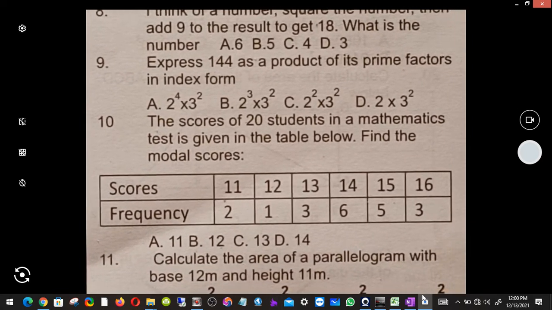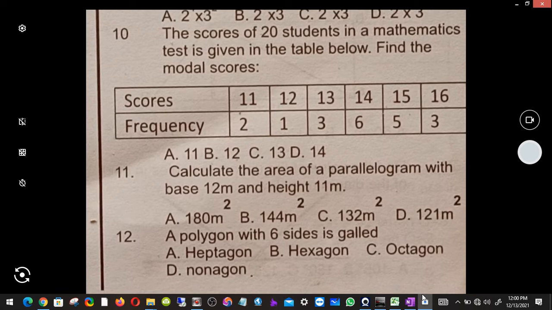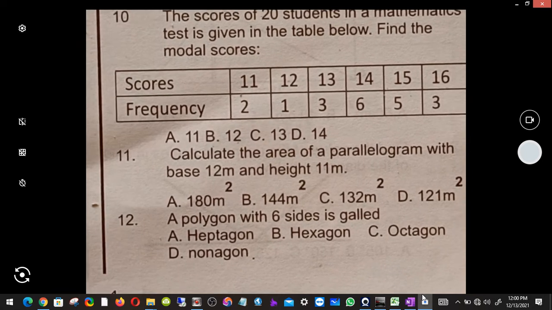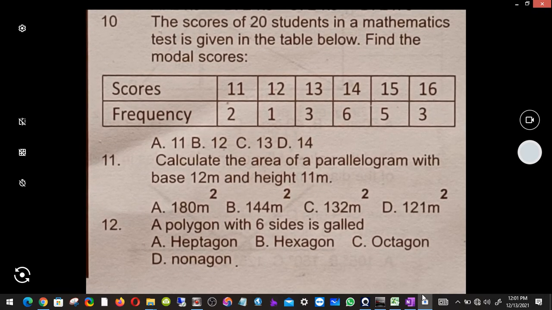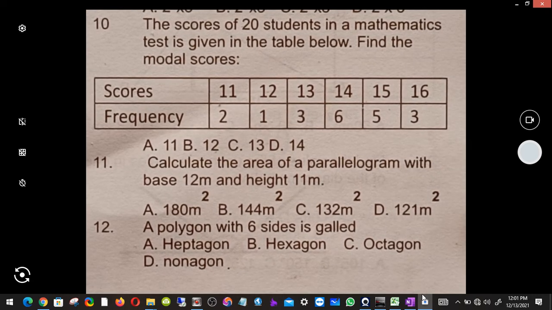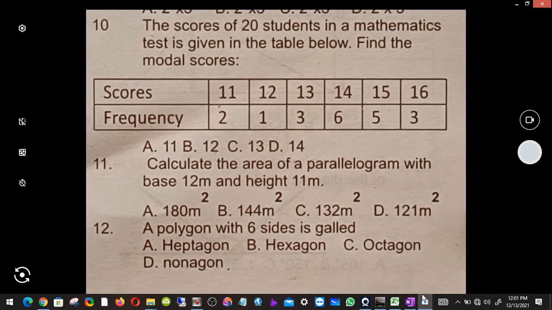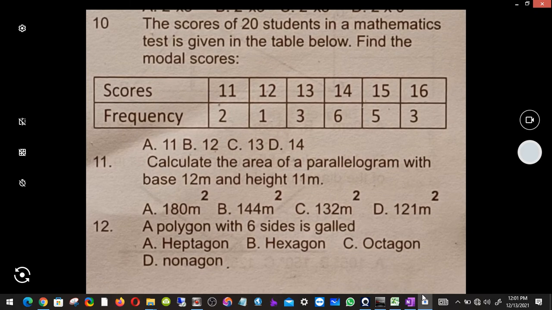Camera guy. Modal score is 14. Okay, number 11. Kaku, so far, have you failed anyone so far? Okay. The main thing is doing your corrections. If you make any mistake, to correct yourself, that's the main thing. So number 11, please.